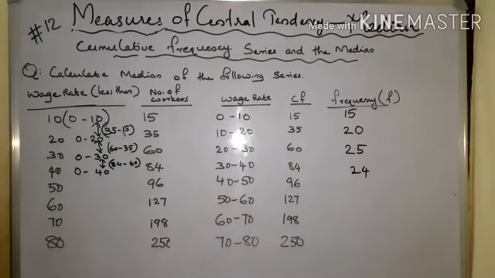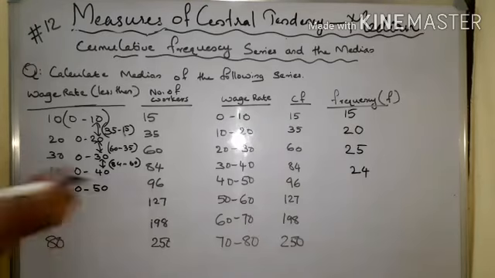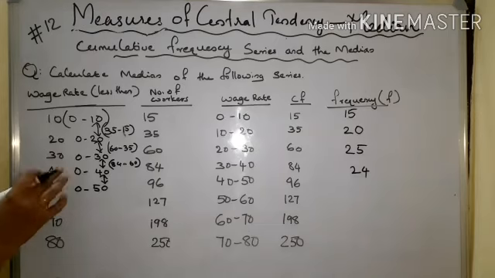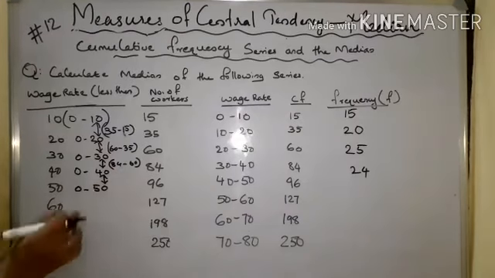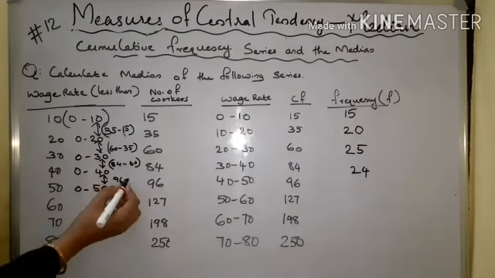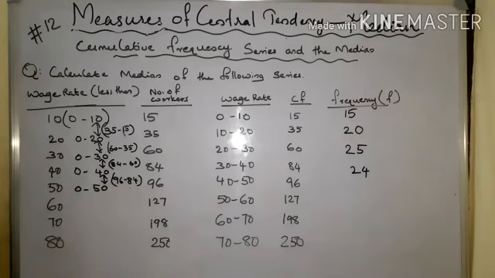Next, less than 50 means 0 to 50, with cumulative frequency 96. We need 40 to 50. We know 0 to 40 is 84. So 40 to 50 is 96 minus 84, which is 12.